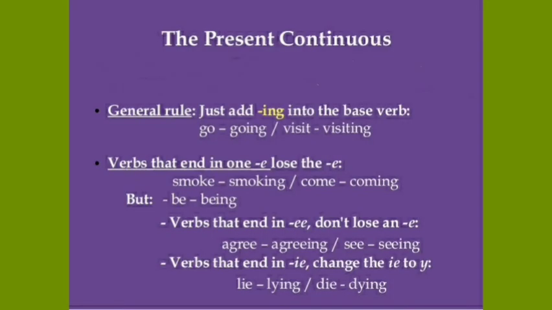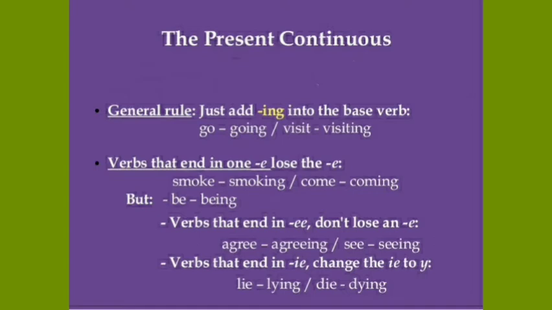Now we need to learn the general rules for adding ing. Just add ing to the base verb. For example, go: here you need to just add ing to make it going. Visit plus ing, visiting. For verbs that end with a single e, I mean only e, in that case you need to omit the e and add ing. Smoke, this verb ends with only one e, so you omit the e and add ing. So smoke will become smoking, come will become coming.